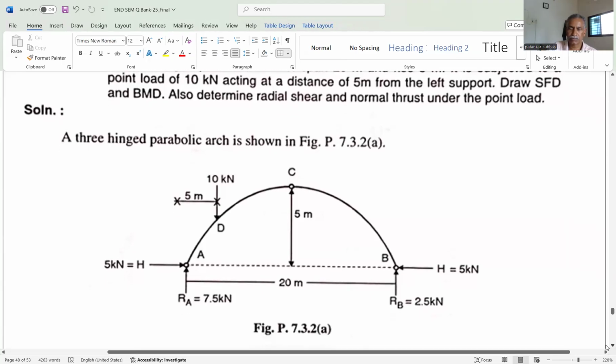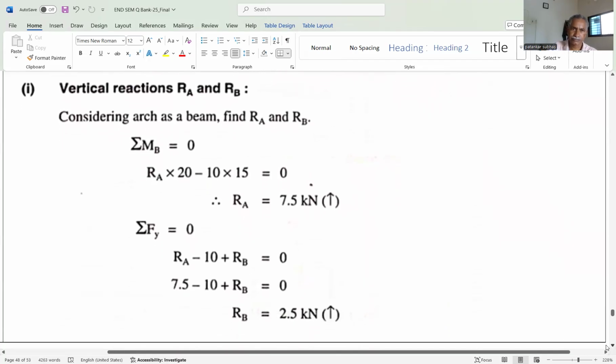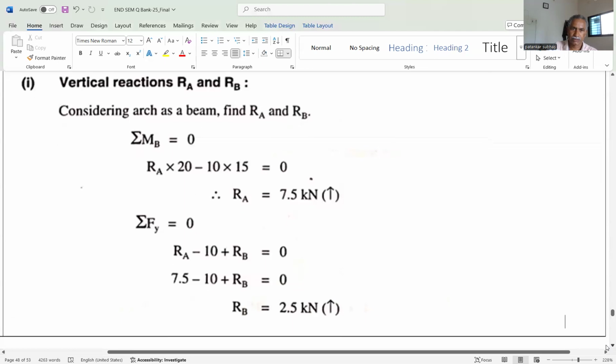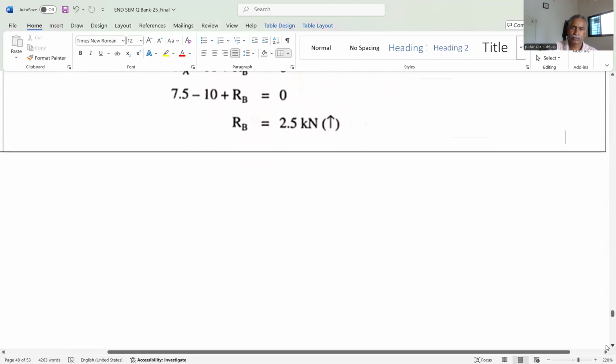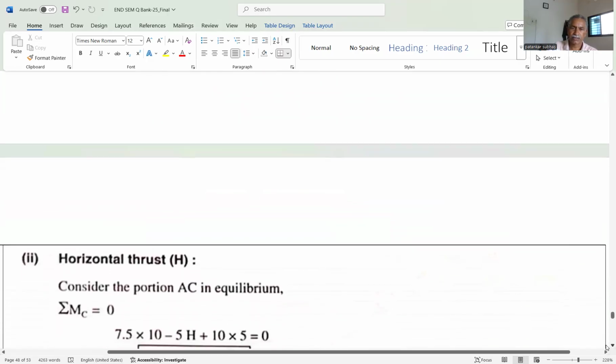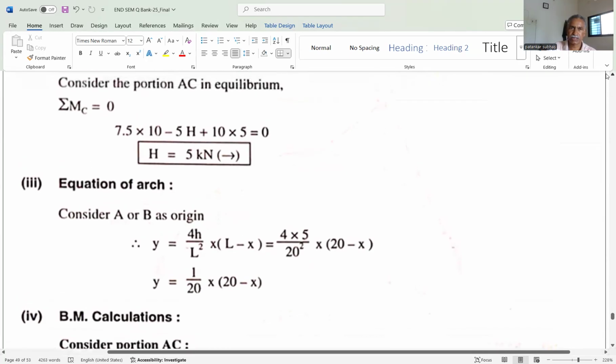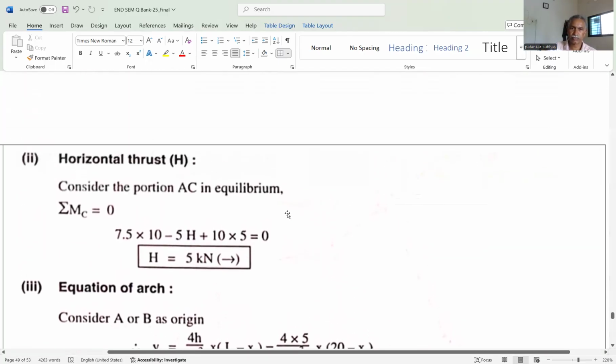I can show the calculation here. These are the vertical reactions RA and RB. As I told you, RB is equal to 2.5, RA is equal to 7.5. Then consider any one portion, either the left portion or the right portion from the point C, in equilibrium, and apply the moment equation, and we get the value of H is equal to 5 kilonewton. Here AC we have considered in equilibrium. You can also consider BC in equilibrium. We get the same answer, that is 5 kilonewton.